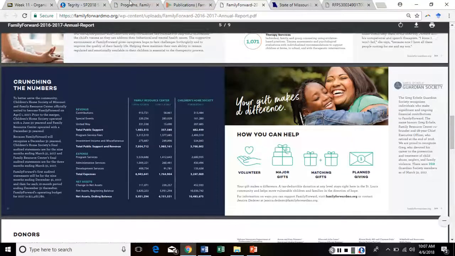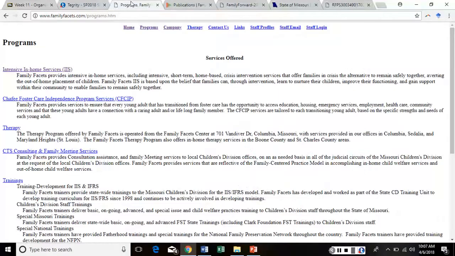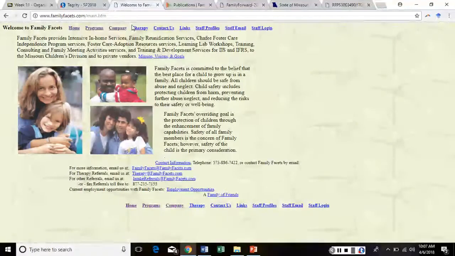But Family Forward is competing against Family Facets. The names are confusing. They sound very similar. I don't think you would know right away hearing the name Family Facets that this is a for-profit corporation. They are competing against each other for the exact same contracts. Family Forward used to provide intensive in-home services. They lost the contract to Family Facets, so now Family Facets provides it. It's just an example of how for-profit and nonprofit companies are competing against each other.